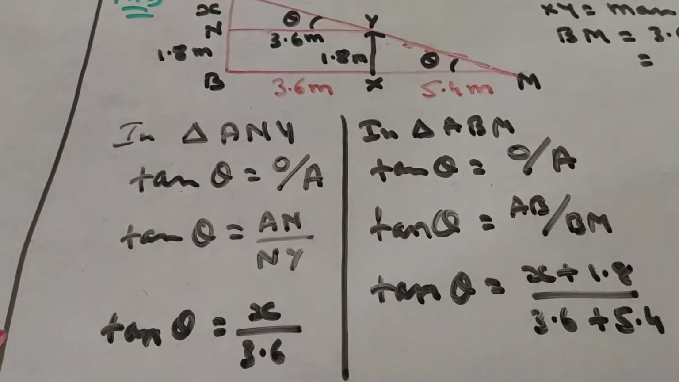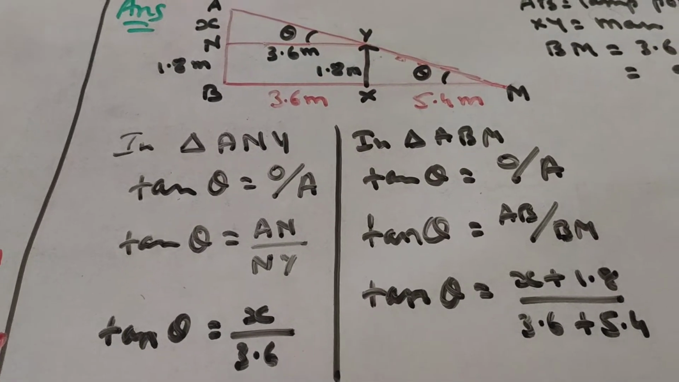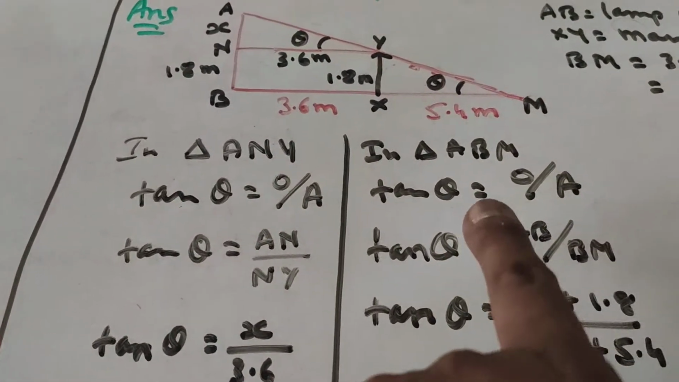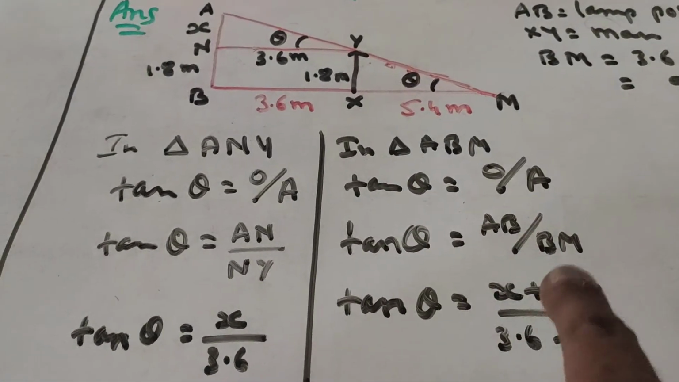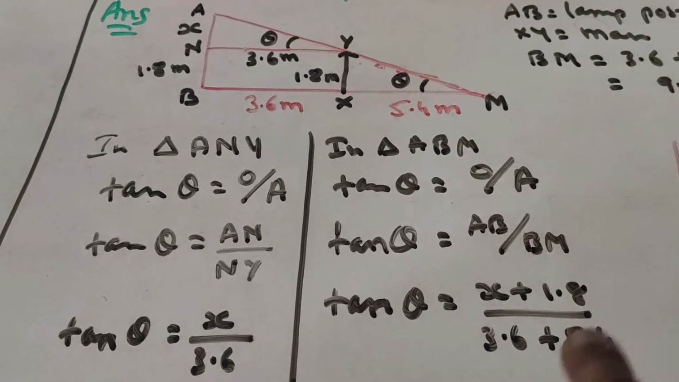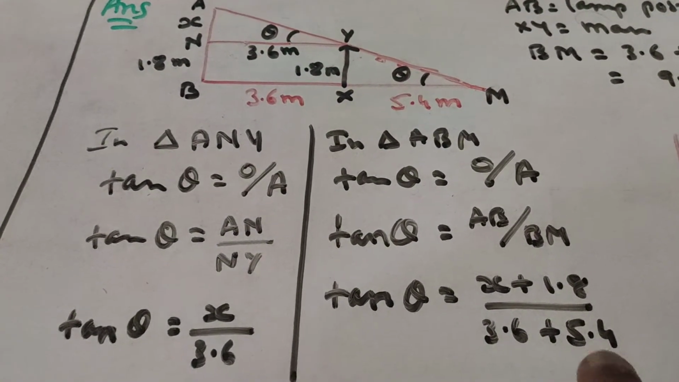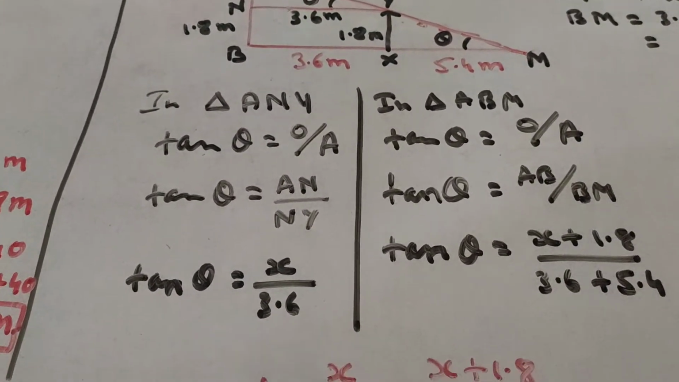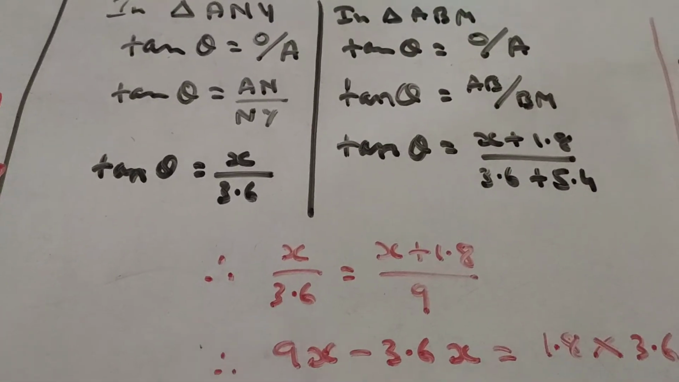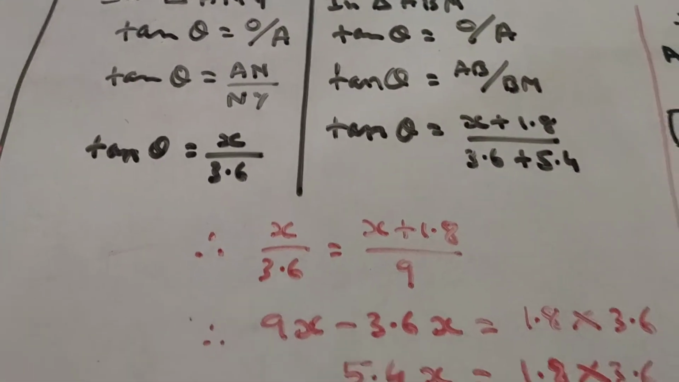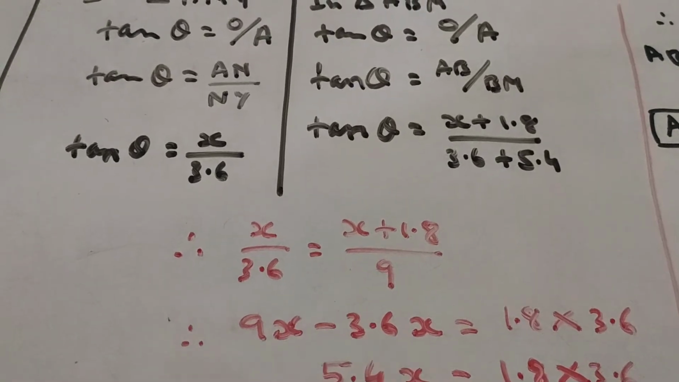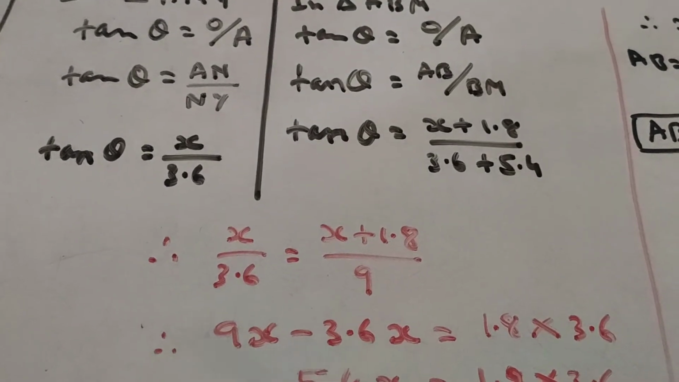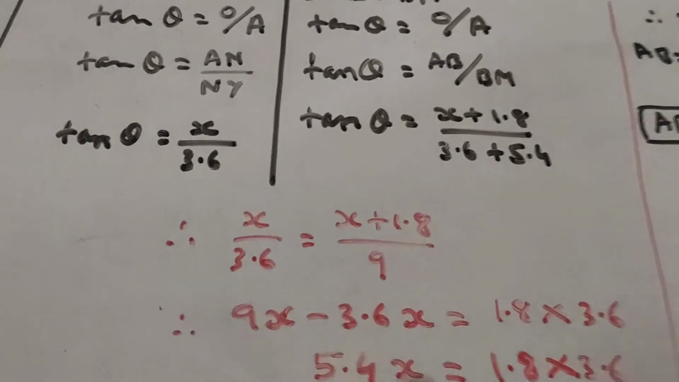So first of all, in AXY, tan theta is equal to opposite upon adjacent, XN upon NY is equal to x upon 3.6. In this one, ABM, tan theta is opposite upon adjacent, AB upon BM, AB is x plus 1.8 and BM is 3.6 plus 5.4. Now as both the angles are same, so we can compare easily. So we are comparing x upon 3.6 is equal to x plus 1.8 upon 9. Here 9x minus 3.6x is equal to 1.8 multiply 3.6. Now I hope you understood how we got this one.